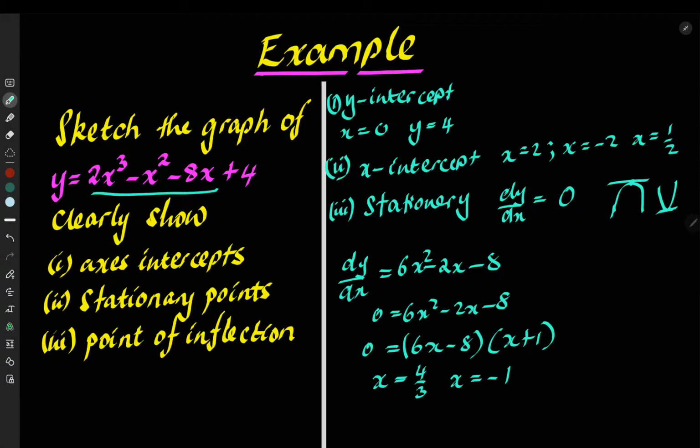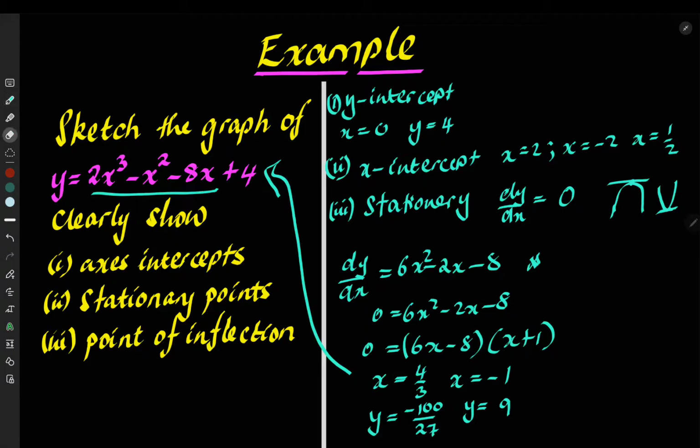So if x is 4 over 3, what is the value of y? You take your 4 over 3 and substitute back into the original equation. You do not substitute into the derivative, otherwise it will be 0. Then you realize that the value of y will be negative 100 over 27. And also, if x is negative 1, the value of y will be equal to 9. Now we have got our stationary points.